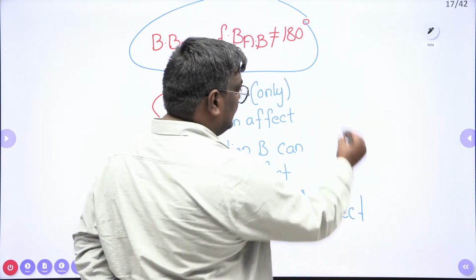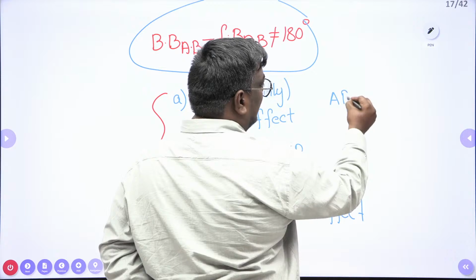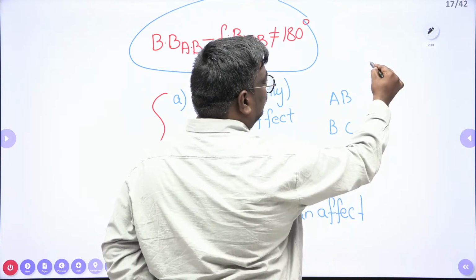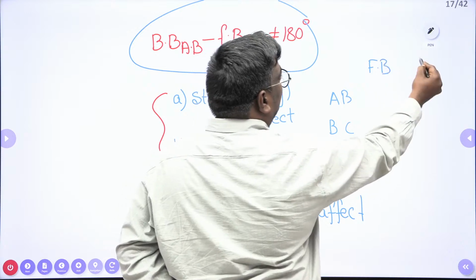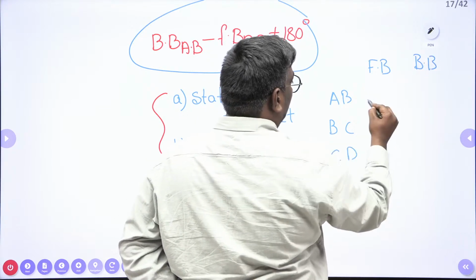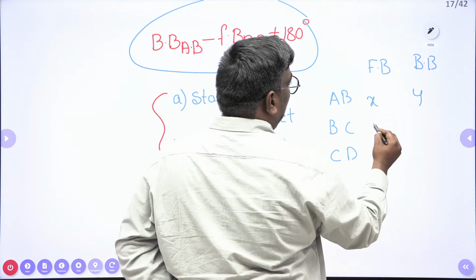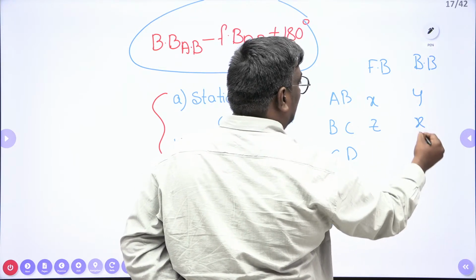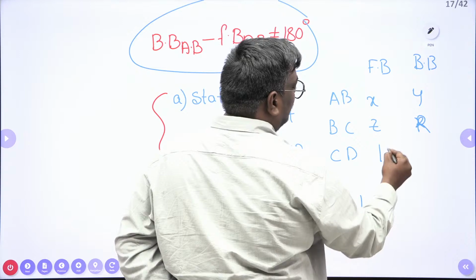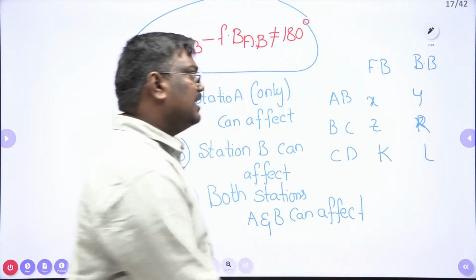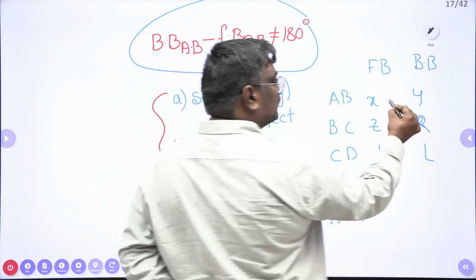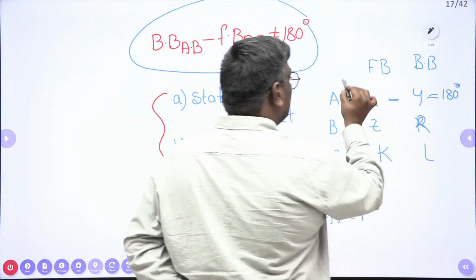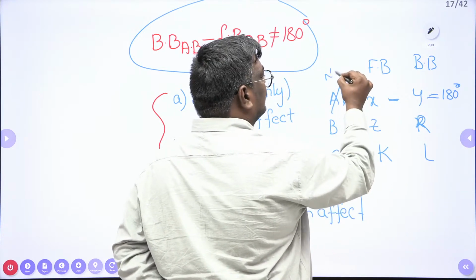Suppose you see stations AB, BC, CD and so on. Remember, there is a fore bearing here and a back bearing here, my dear students. I will give you XY and ZR, or you can assume KL. If I assume ZR, now if X minus Y is equal to 180 degrees, it indicates that A and B are not affected.